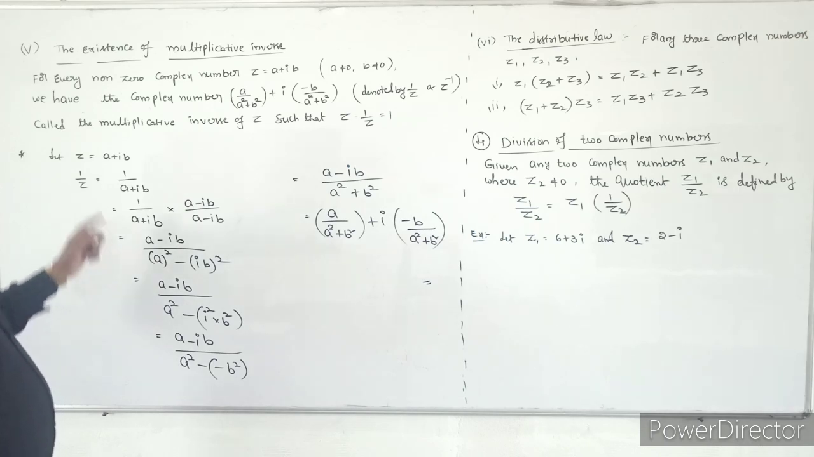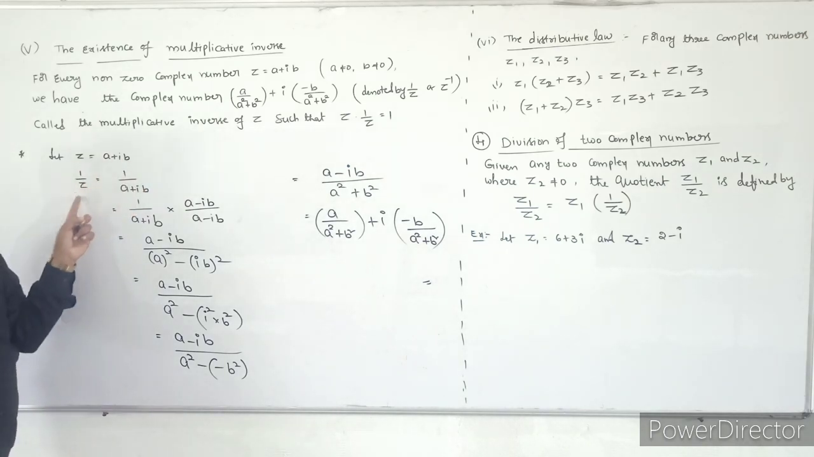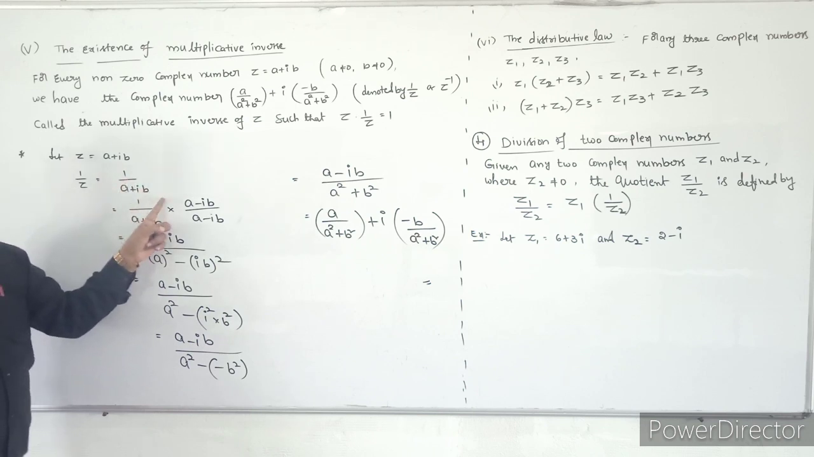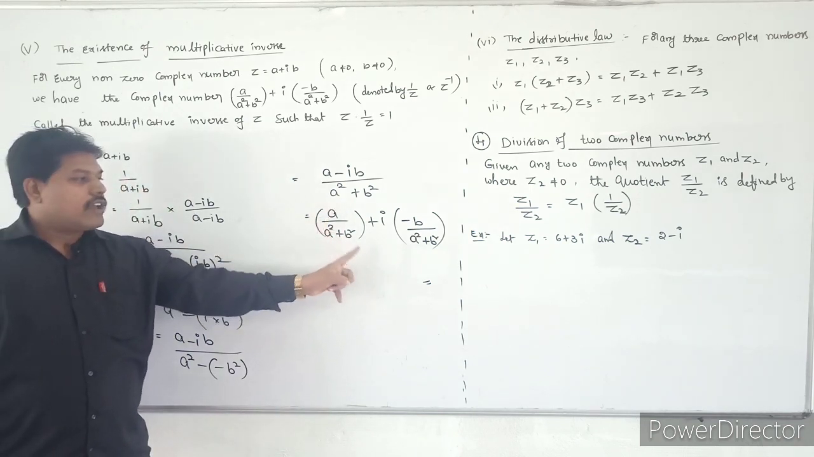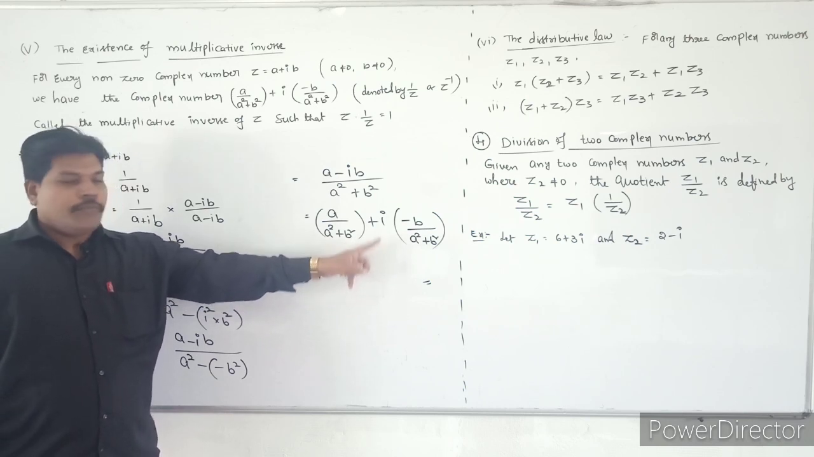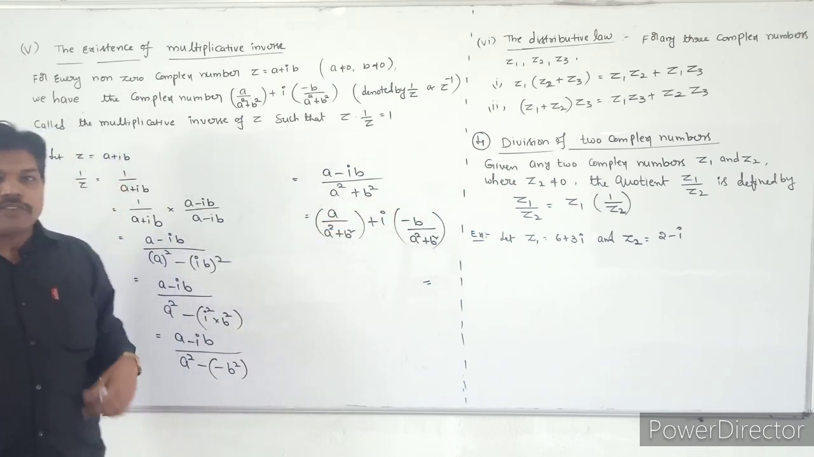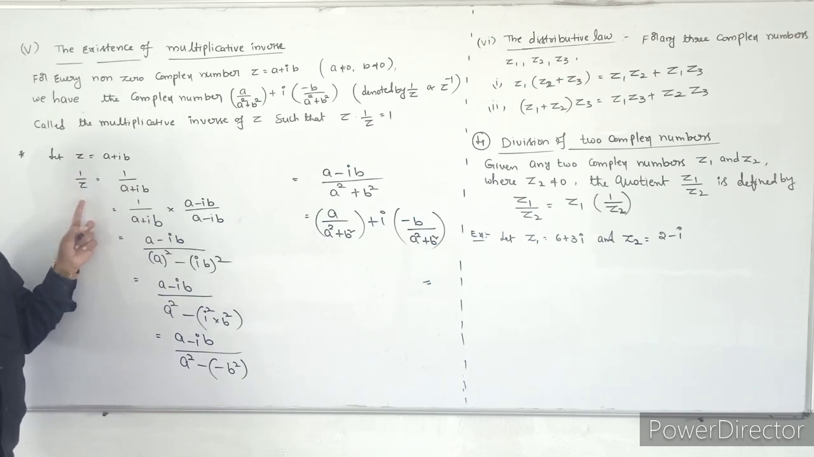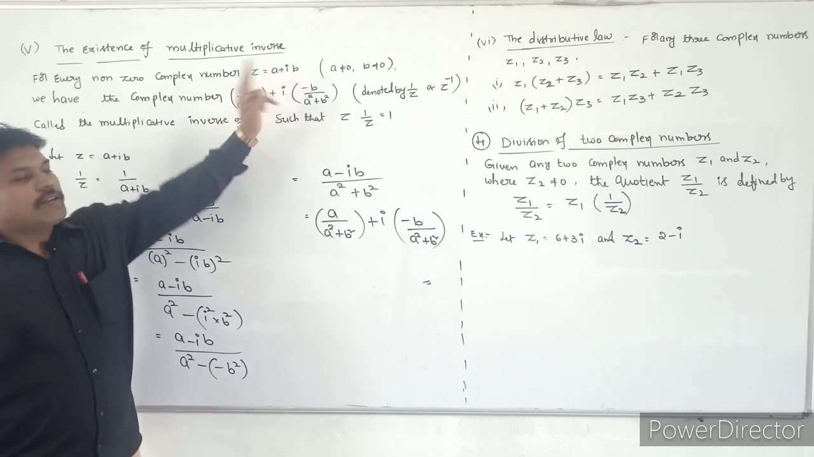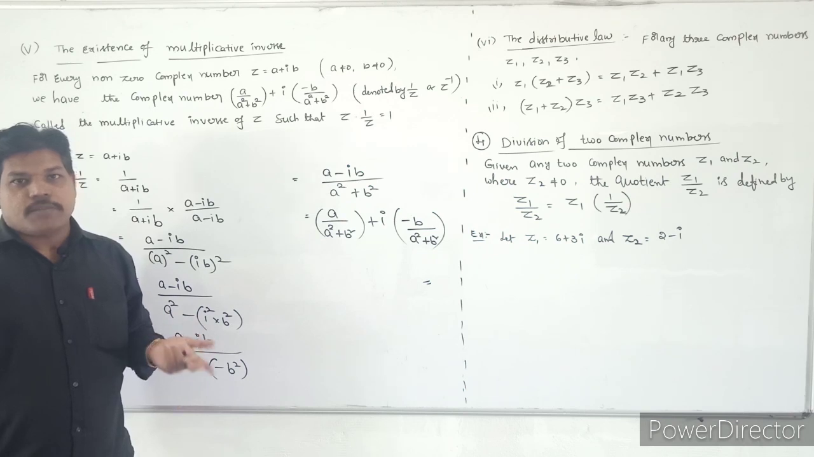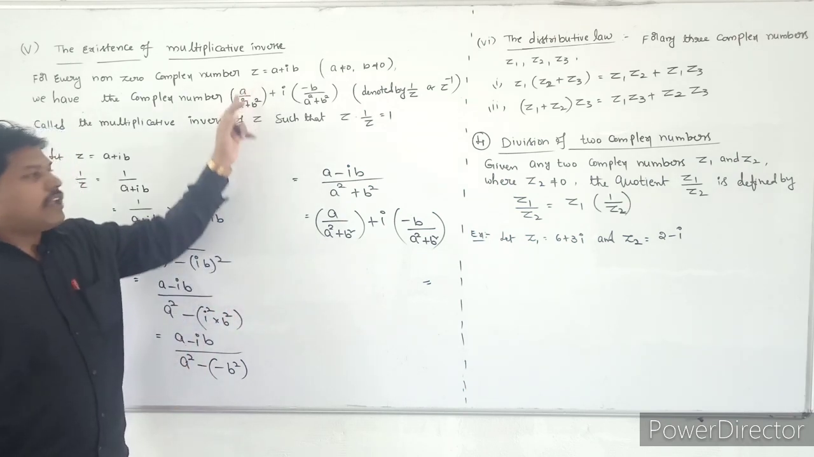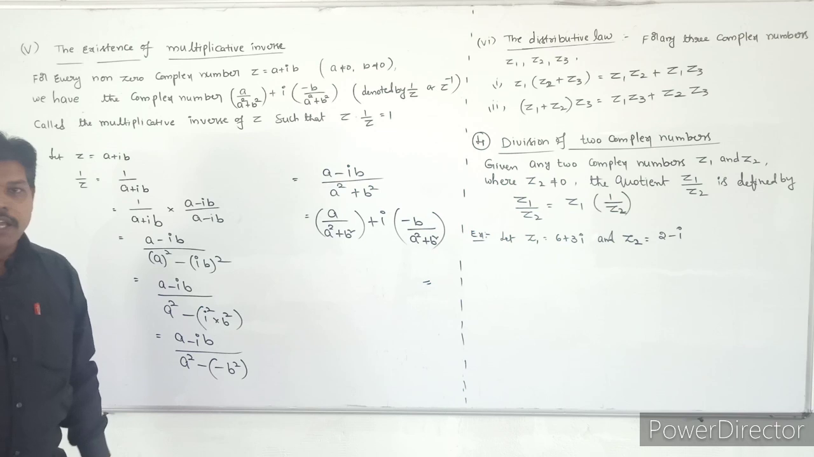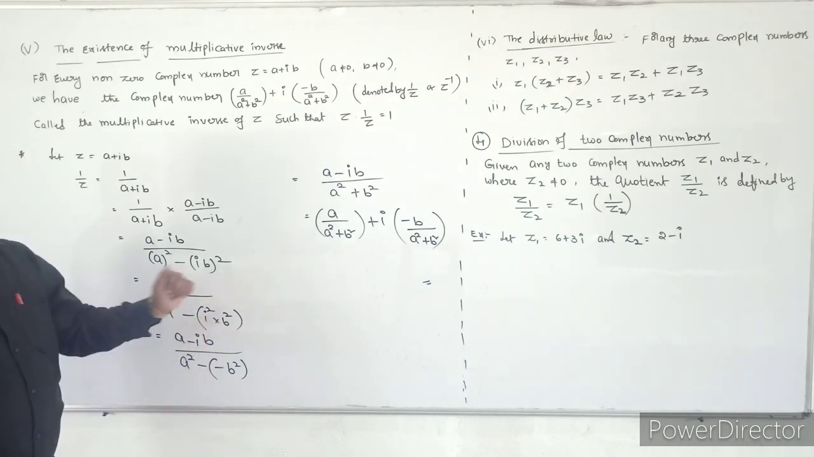So students, if z is equal to a plus ib, then 1 by z is nothing but 1 by a plus ib, which is a by a square plus b square plus i into minus b by a square plus b square. So 1 by z is the multiplicative inverse of z. If a plus ib is given as a complex number, its multiplicative inverse is a by a square plus b square plus i into minus b by a square plus b square. So this is the condition.